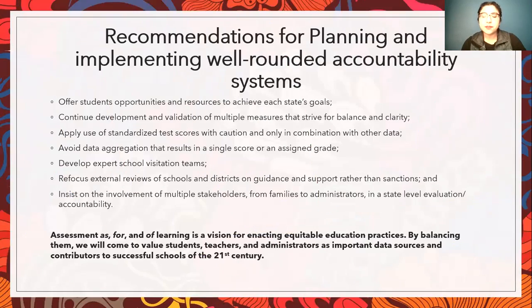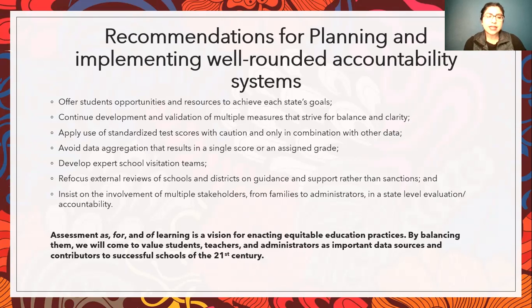So some of the recommendations for planning and implementing well-rounded accountability systems: we are supposed to offer students opportunities and resources to achieve each state's goals, continue development and validation of multiple measures that strive for balance and clarity, apply use of standardized test scores with caution and only in combination with other data, avoid data aggregation that results in a single score or an assigned grade, develop expert school visitation teams, refocus external reviews of schools and districts on guidance and support rather than sanctions, and insist on the involvement of multiple stakeholders from families to administrators in a state level evaluation accountability.